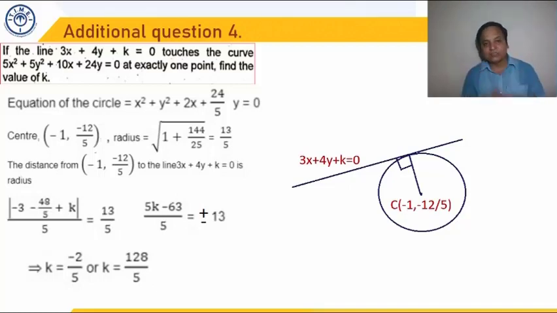If k takes either of these two values, this line will touch the circle, that is, it will be tangent to the circle. A line is tangent to the circle when the perpendicular distance from the center to the straight line is equal to the radius.